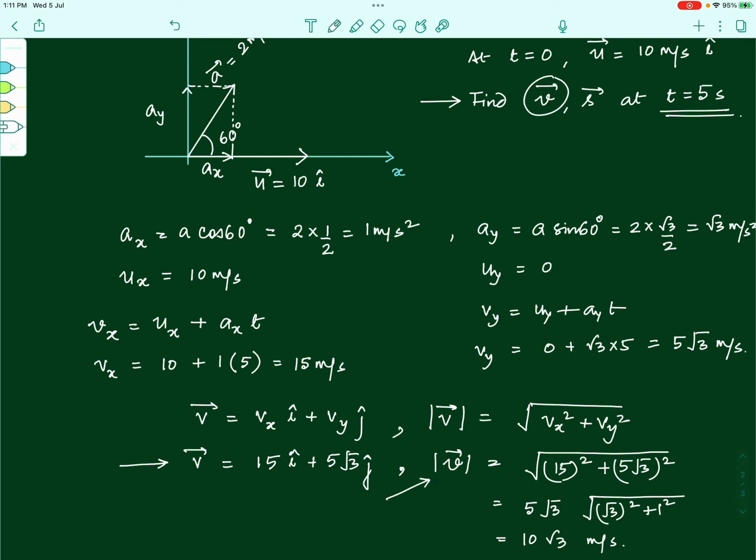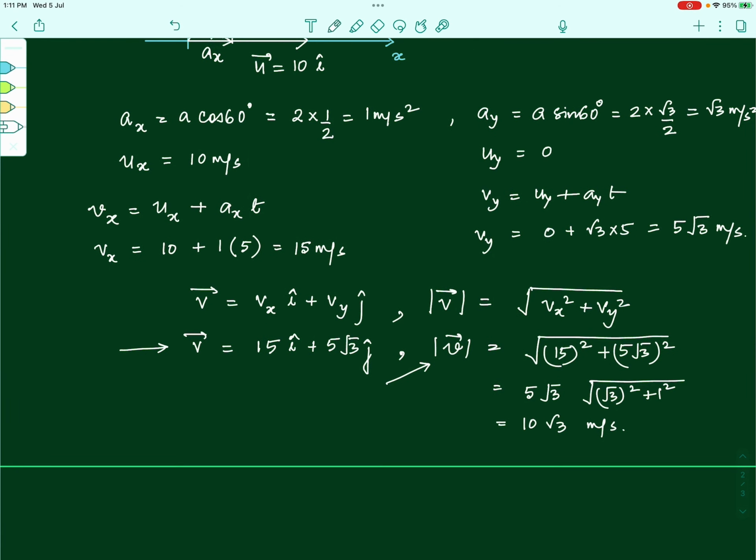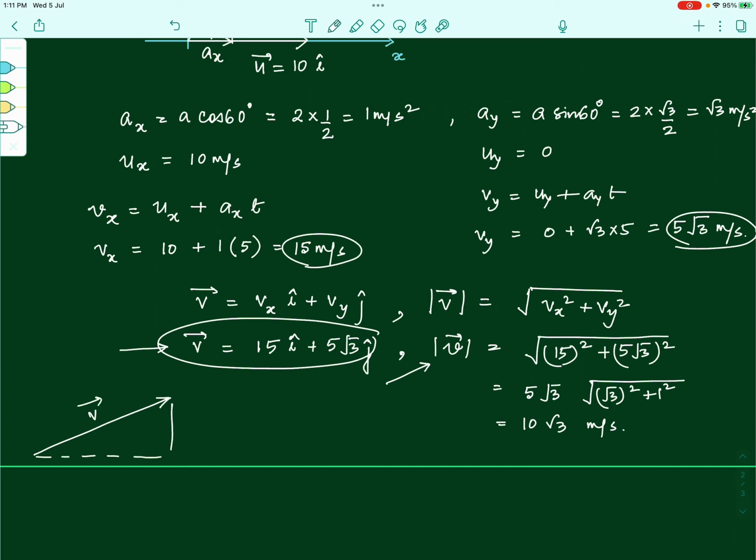If we want, we can also find out the angle that the velocity vector makes with the x or the y axis. Do you understand? From here we understand that vx is 15, vy is 5 root 3. So velocity vector v will be a vector that looks like this, whose x component is 15 meters per second, and y component is 5 root 3 meters per second. So if the velocity vector makes an angle phi, let us say, with the horizontal direction, then we can easily write tan of phi is equal to the opposite by the base. Tan of an angle is the opposite by the base of the right angle triangle.